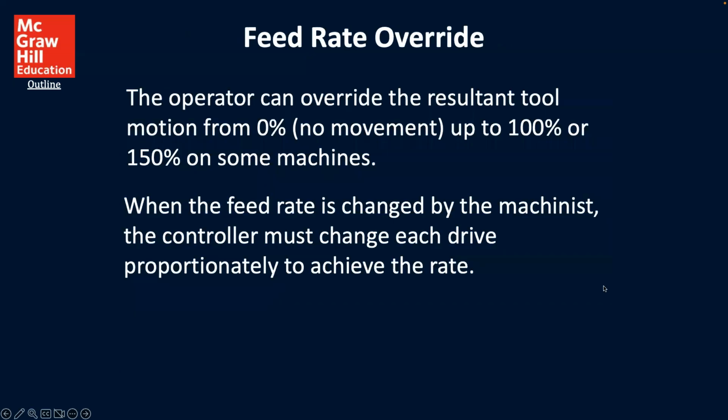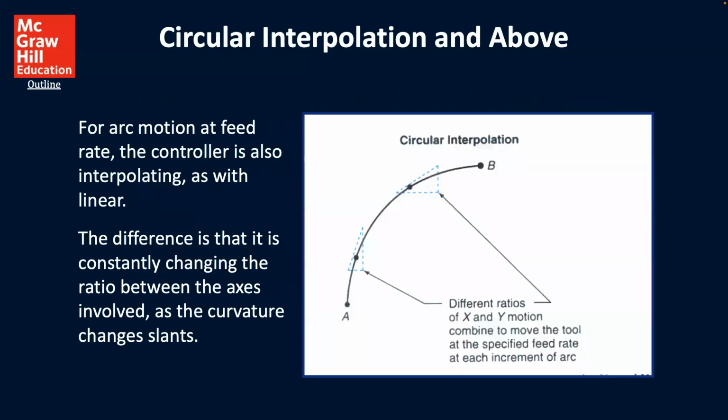You can also have feed rate override. The operator can override the resultant tool motion from 0%, that is no movement, up to 100% or 150% in some machines. When the feed rate is changed by the machinist, the controller must change each drive proportionally to achieve the rate.